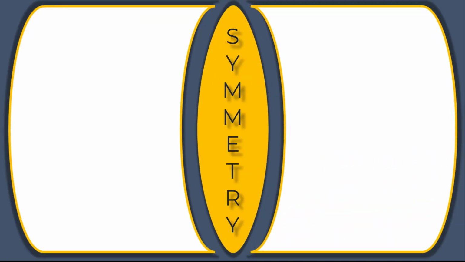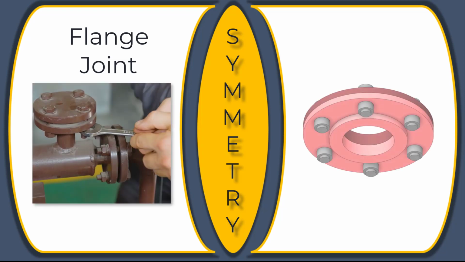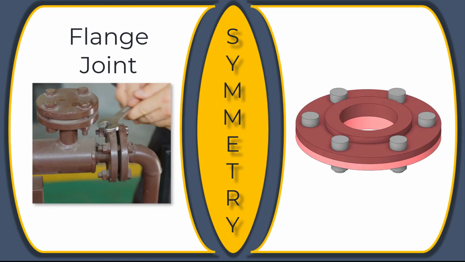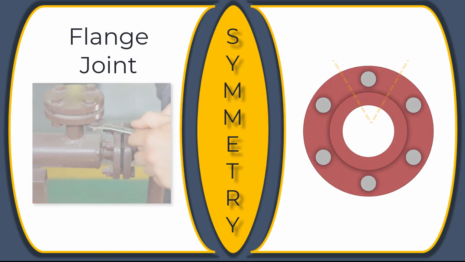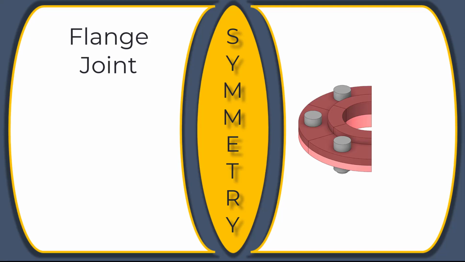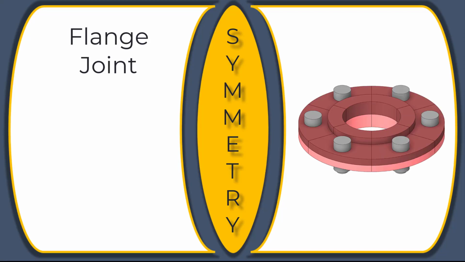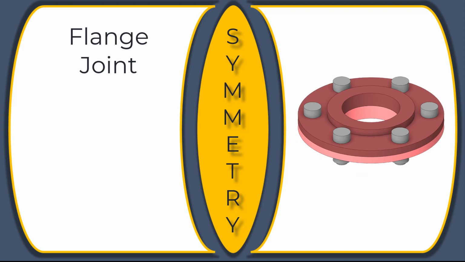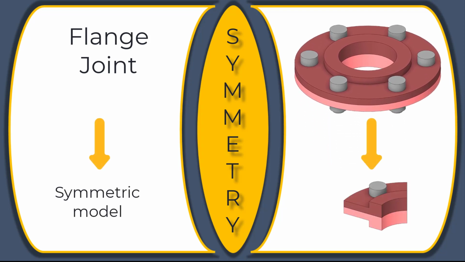For this walkthrough session, let's consider a model of a flange joint. A flange joint consists of two flanges connected with the nuts and bolts. If we take 1/6 sector of the model and copy it around central axis, we can generate the complete model. So this flange joint model can be considered as a symmetric model.